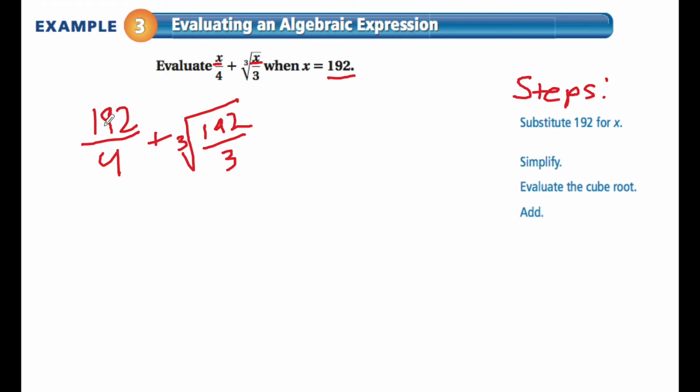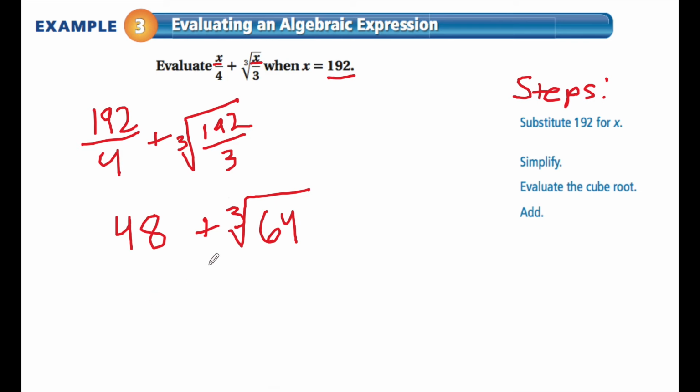That's going to give us, well, 192 divided by 4 equals 48. And then for this one, if we broke the cube root up and did the cube root of 192 and the cube root of 3, we wouldn't get perfect cubes. So first, let's divide 192 divided by 3, which will give us 64. So from here to here, all we did was divide 192 divided by 3. So we have 48 plus the cube root of 64.